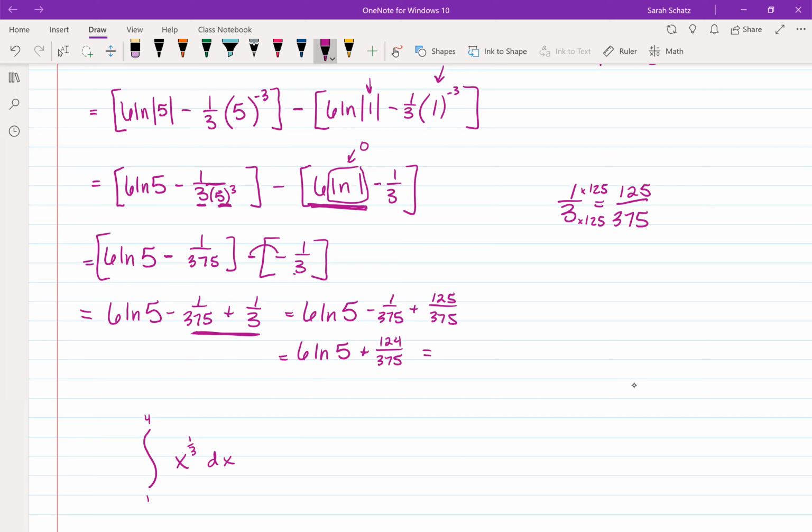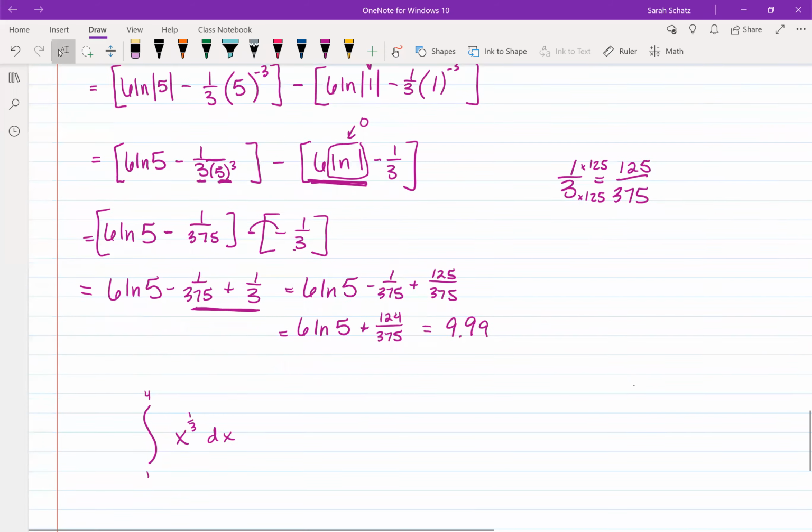So I'm going to do 6 times the natural log of 5. You guys, I get about 9.66 there. Then I'm going to leave that in there, with all the decimals. I'm going to say plus, and then in parentheses, 124 divided by 375. And what I get here is about 9.9, well, 9, if I round it to 2 places. So exact or calculated there.